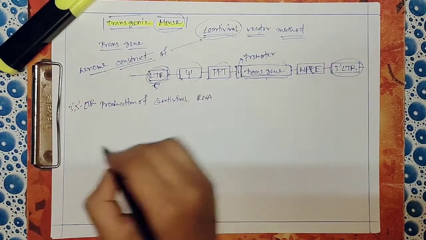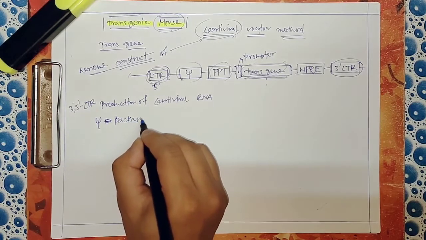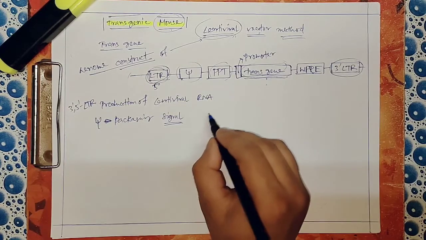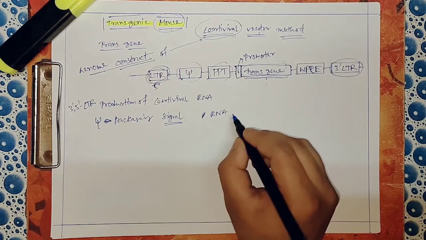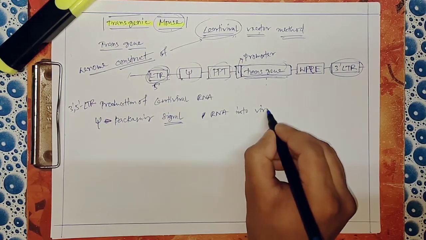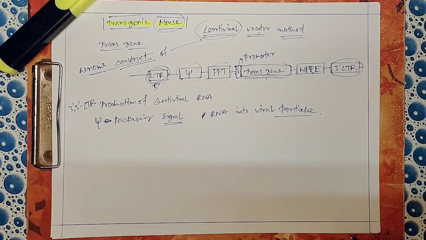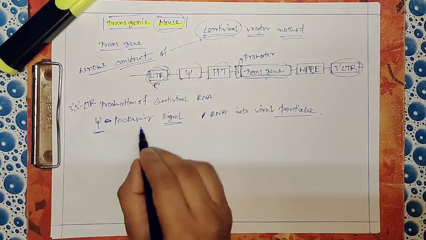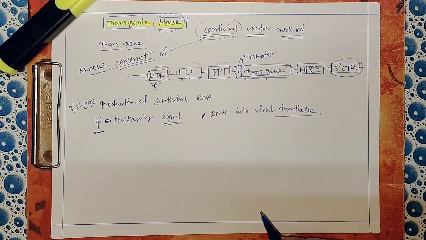Next, this psi is a packaging signal. What it does is help pack the lentiviral RNA into viral particles. My handwriting is a little bit bad in this case, so just remember this psi is a packaging signal that helps package the RNA into the virus particle.